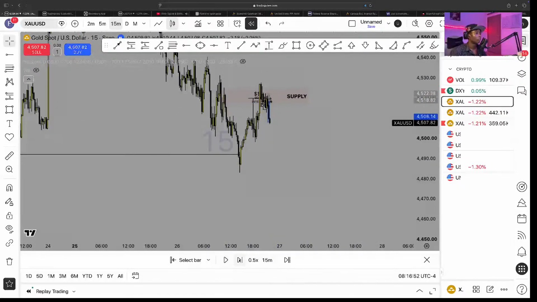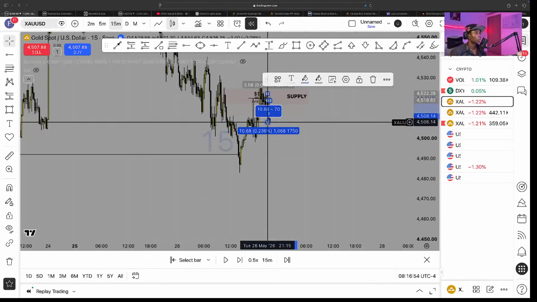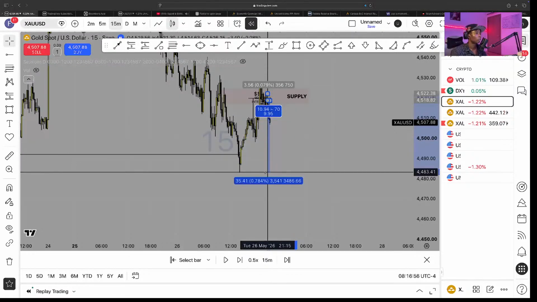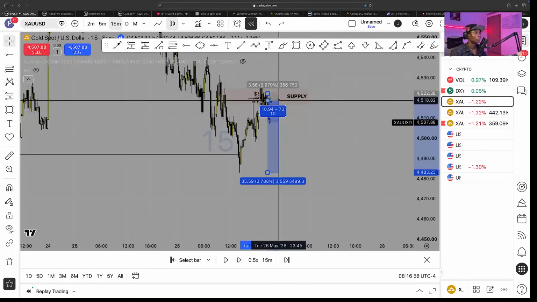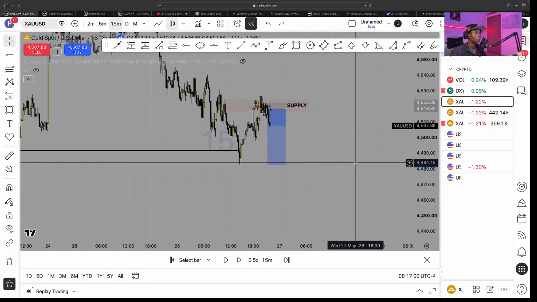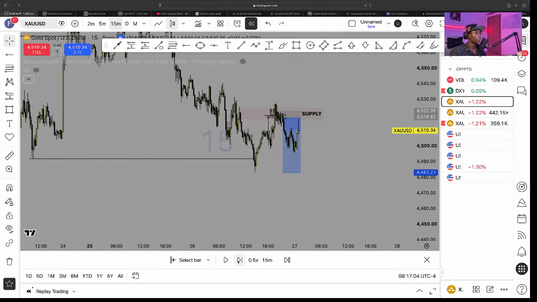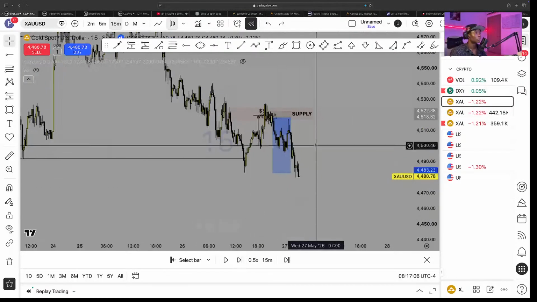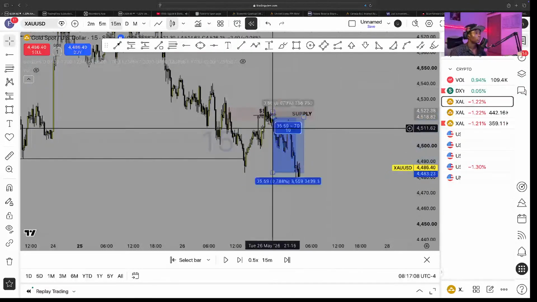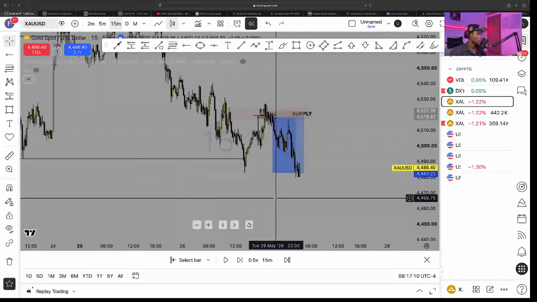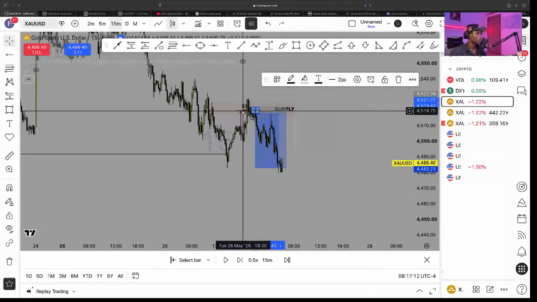So this is the 15-minute. If we want to hold this trade down here, let's see if it's gonna be possible. This is just a replay. This is not a live chat. You can also go and do this on your own replay to see the results. As you guys can see, the supply that causes this move also did the same thing.